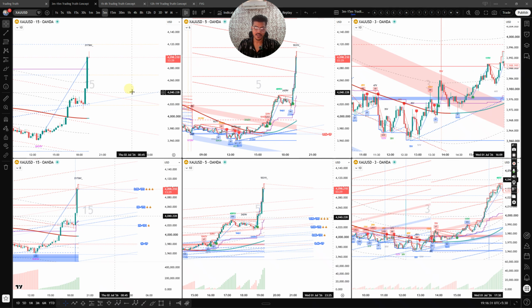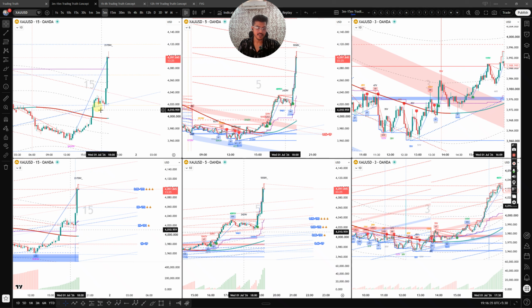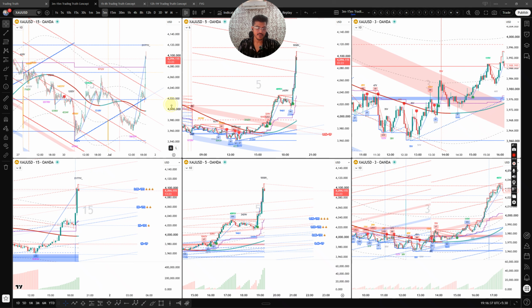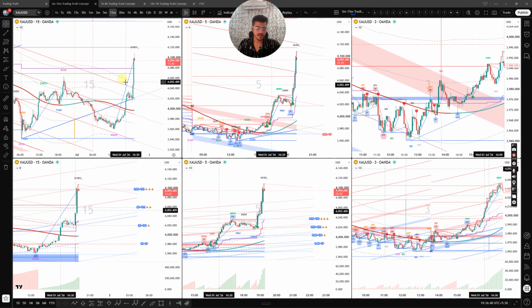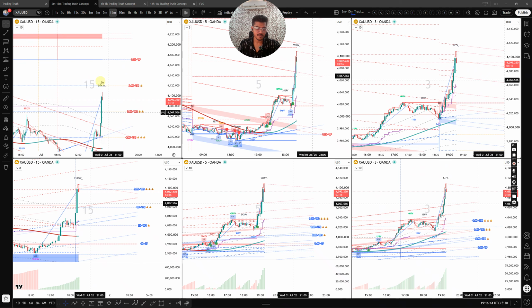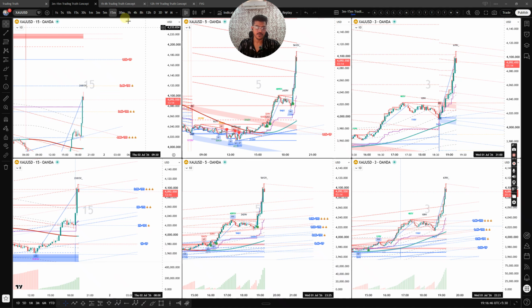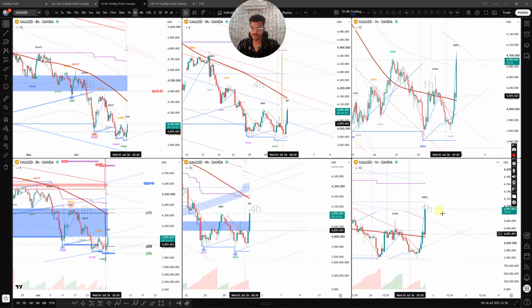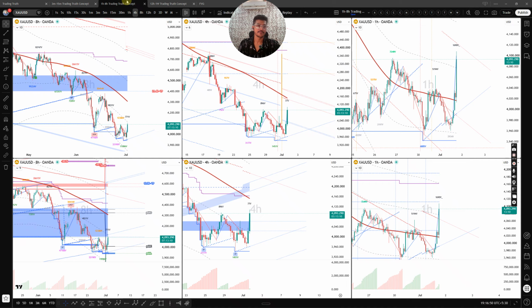So I think the market is most likely to come down now, because TP3 has got hit. You can see that in 15 minutes it travels past TP2. So we're good.